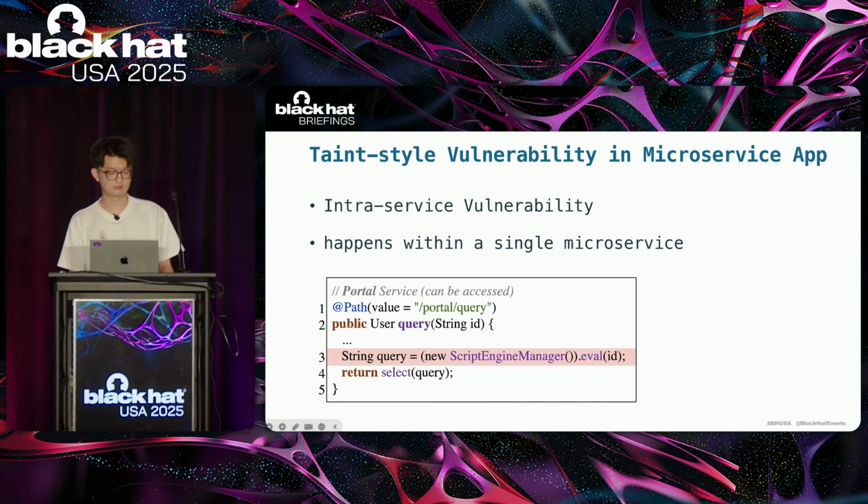First, let's look at intra-service vulnerabilities. This happens completely inside a single microservice. For example, imagine user input goes straight to sensitive functions like eval without any checks. These bugs are usually easier to spot, but they still pose real security risks.